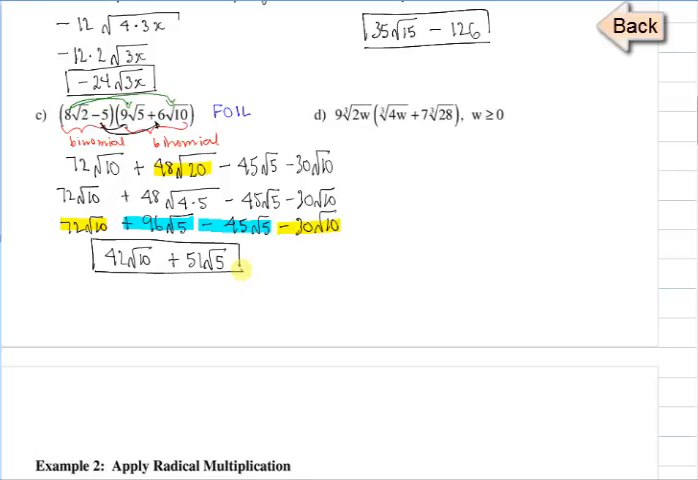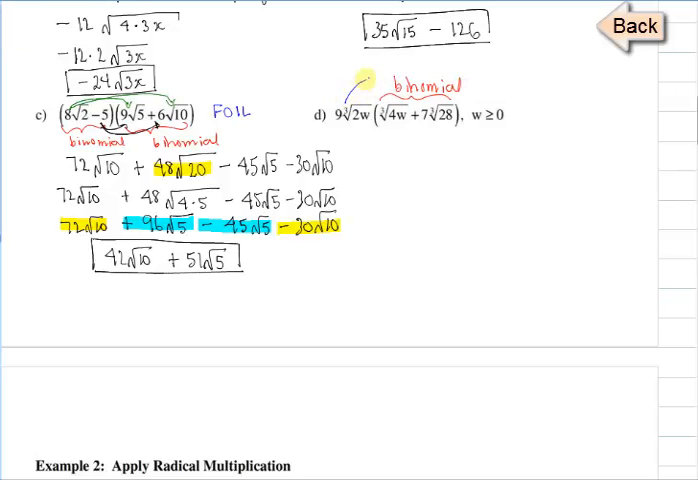Okay, so on the next one, we have some variables. We have to worry about the w, and we're also working with an index of 3. Okay, but the rules are still the same. We first want to consider the question that we have. So notice you have a binomial again inside the bracket. So we're going to use the distributive principle.